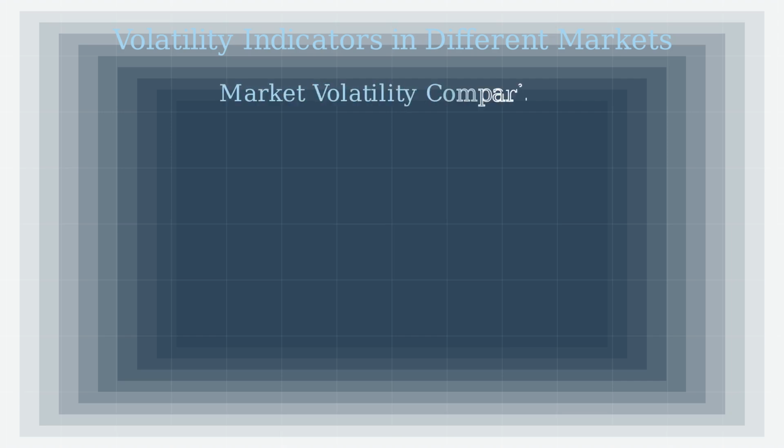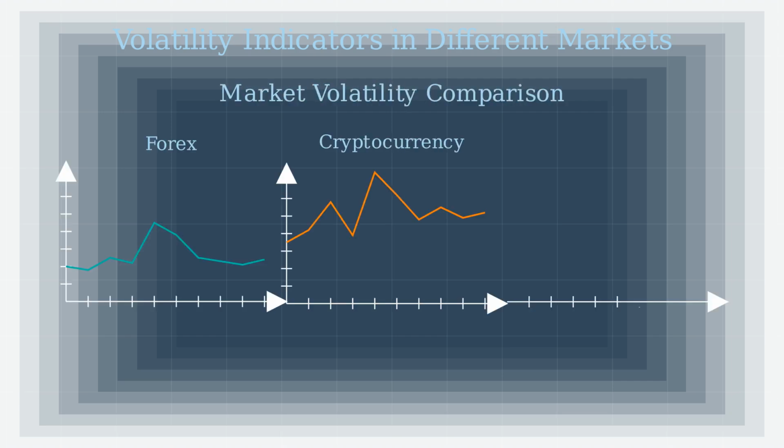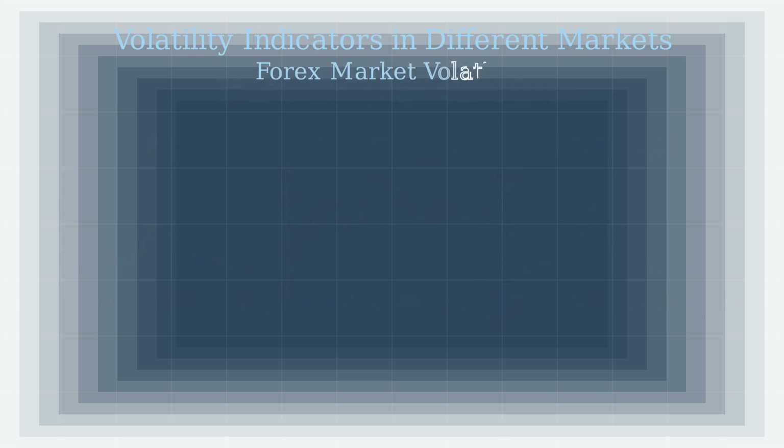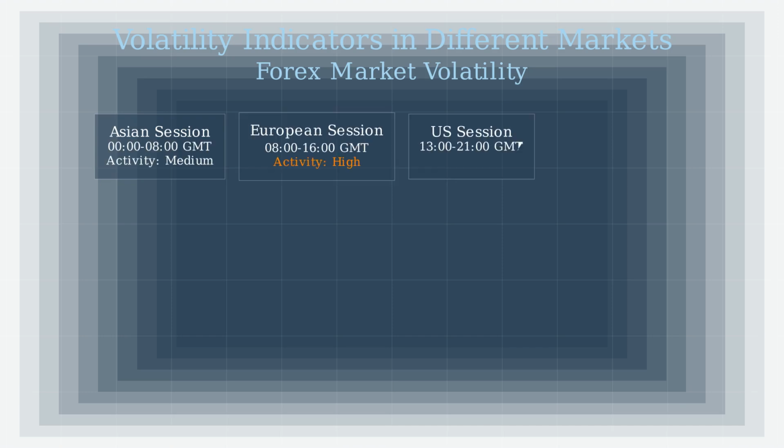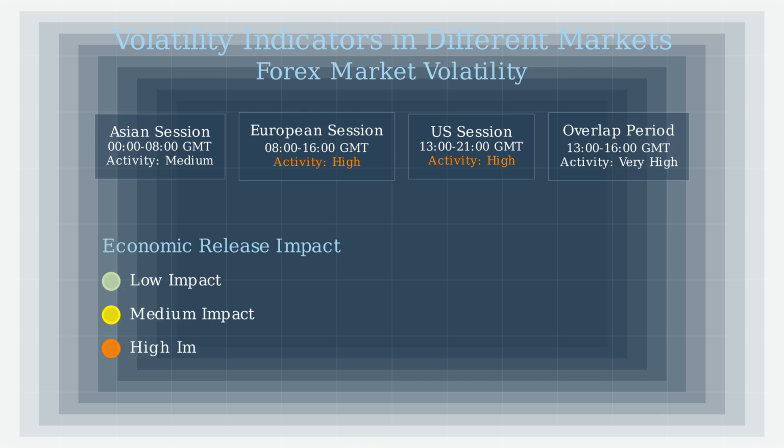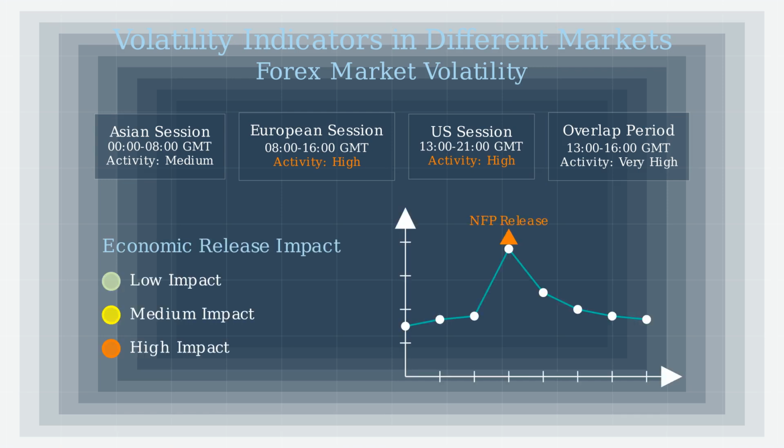Volatility indicators behave differently across various financial markets, each with its own unique characteristics and patterns. In Forex markets, volatility is often linked to economic data releases and shows distinct patterns based on global trading sessions. Forex volatility typically peaks during session overlaps, particularly when European and US markets are simultaneously active. Major economic releases like non-farm payrolls can trigger significant volatility spikes.